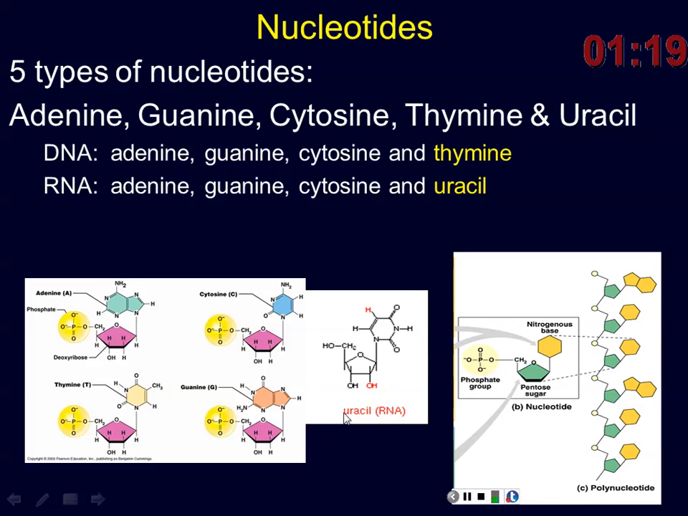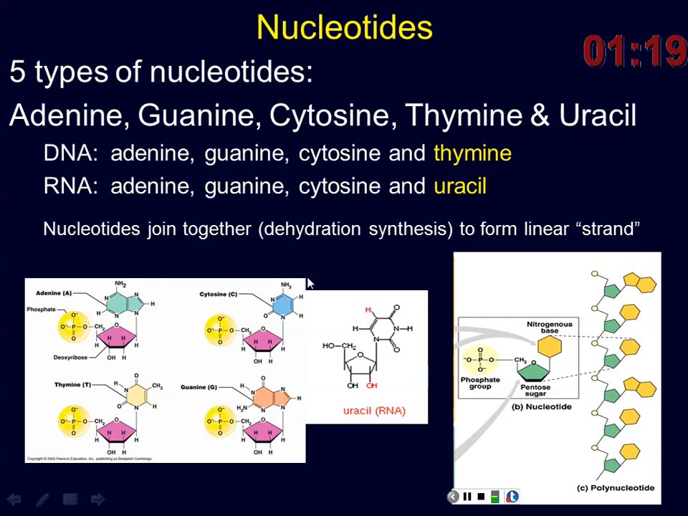Notice that RNA and DNA have basically the same nucleotides, except the thymine in DNA is replaced with uracil in RNA. The nucleotides join together through, what is that reaction? Dehydration synthesis, yes. Condensation synthesis. The nucleotides are going to join together to form a linear strand or polymer of nucleotides.